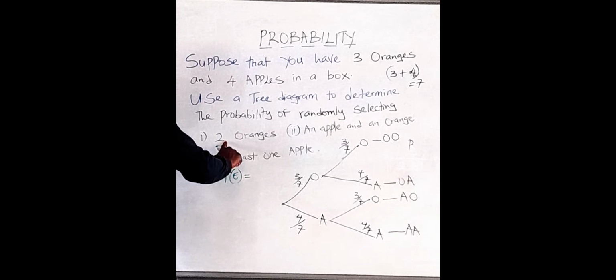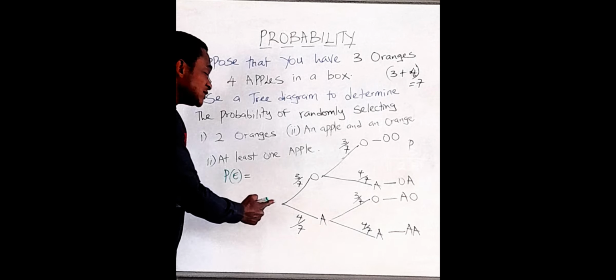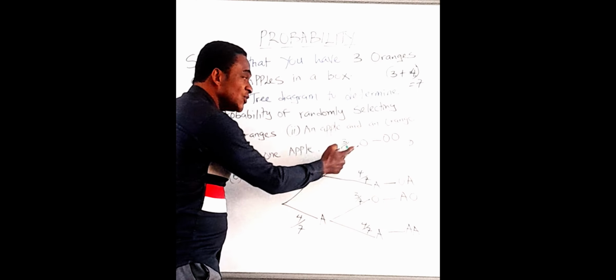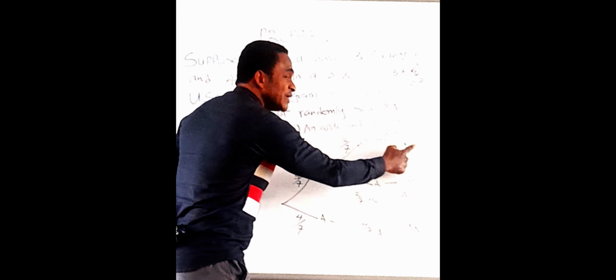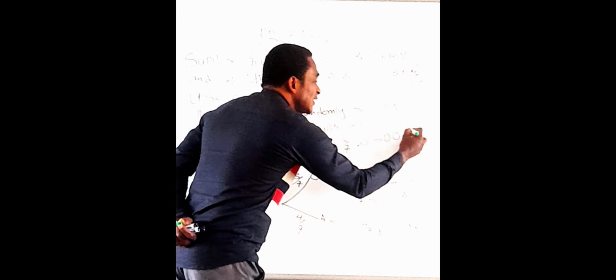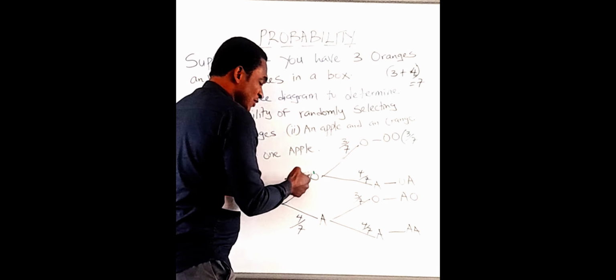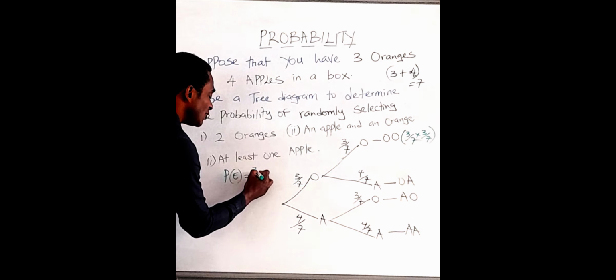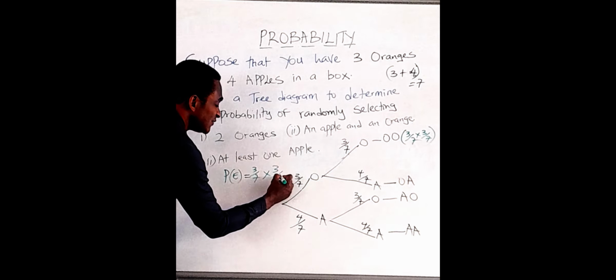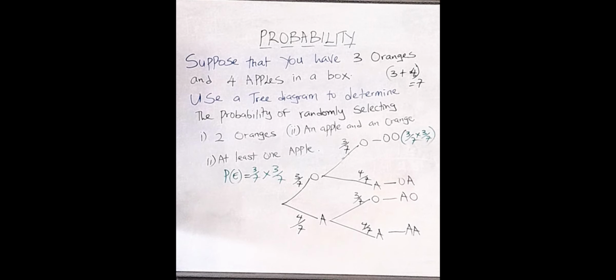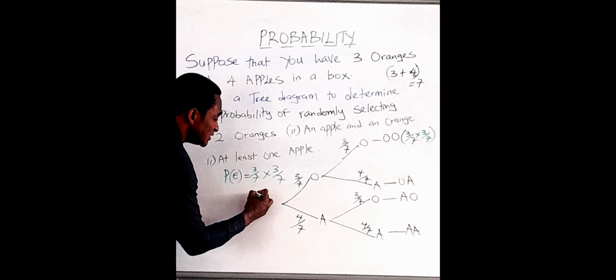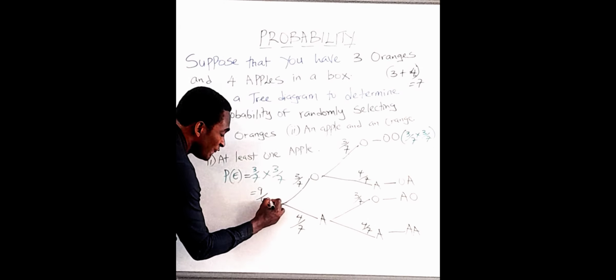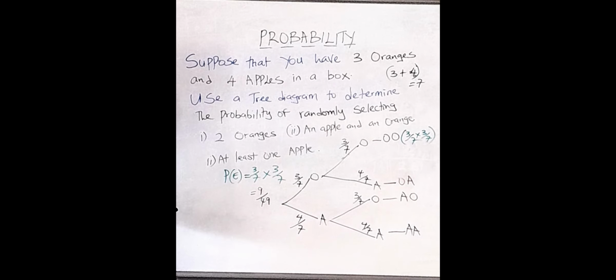Now they asked us the probability of getting 2 oranges. What we do is trace that path. We have orange, orange. This is the only outcome that will give us 2 oranges. We trace the value of that path. We have 3 over 7 from orange times 3 over 7. So we have 3 over 7 times 3 over 7. That gives us the probability of randomly selecting 2 oranges, which is 9 over 49. That is the first one.